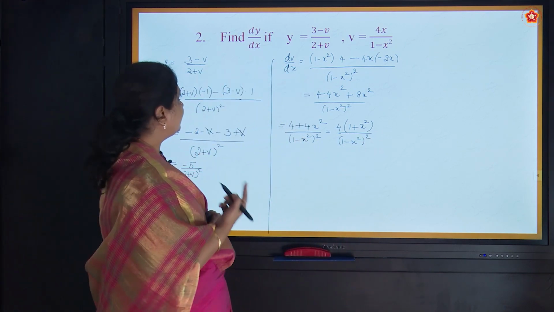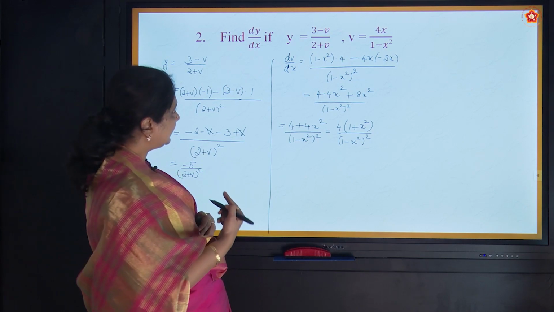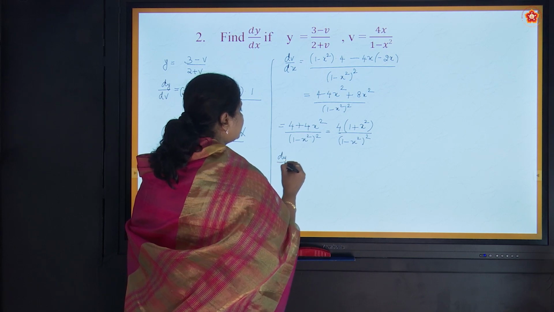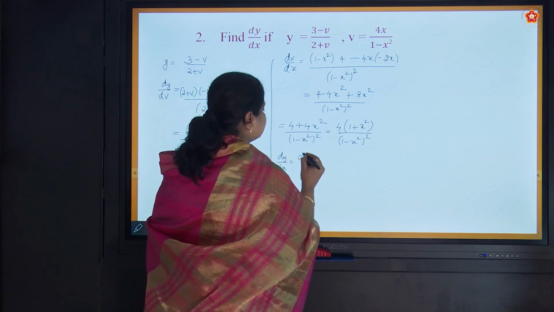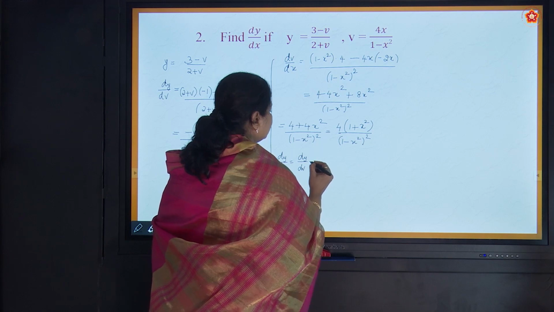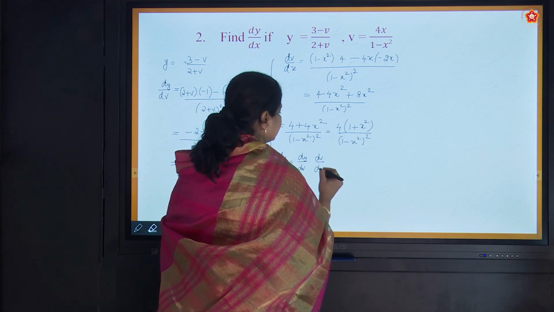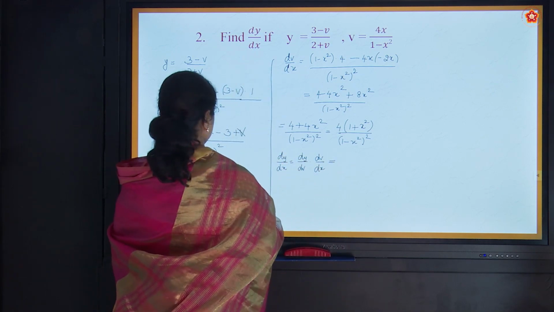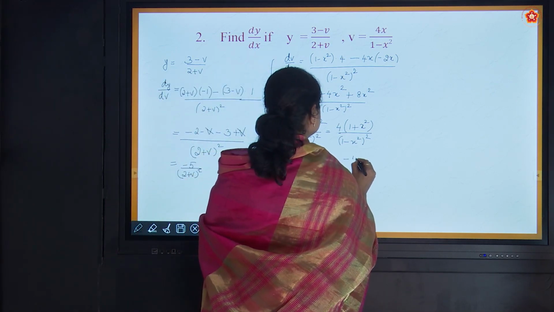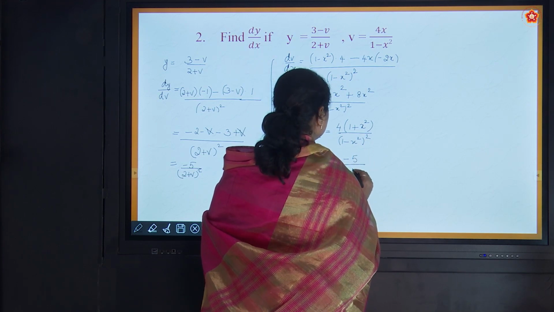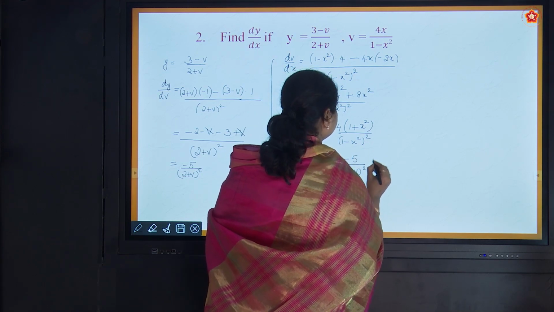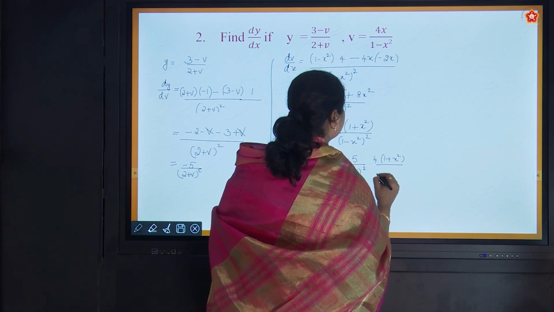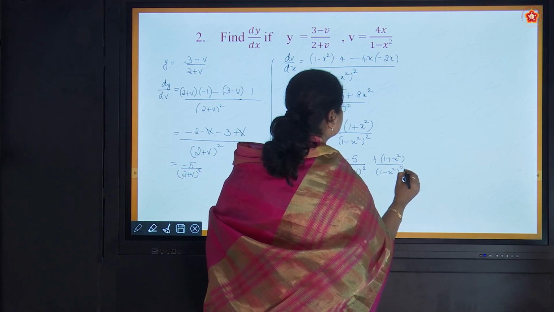Now we are asked to find dy by dx, wherein we have found dy by dv and dv by dx. So how do I find dy by dx? I multiply dy by dv into dv by dx. Right? So this is what is our chain rule. So what is my dy by dv? It is minus 5 divided by (2 plus v) the whole square into 4 into (1 plus x square) by (1 minus x square) the whole square.